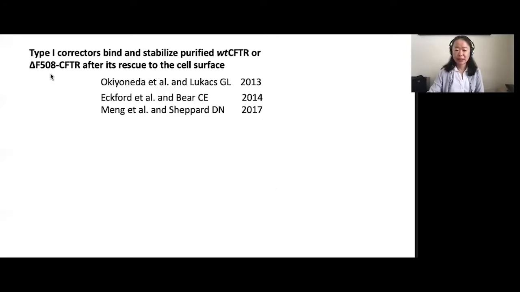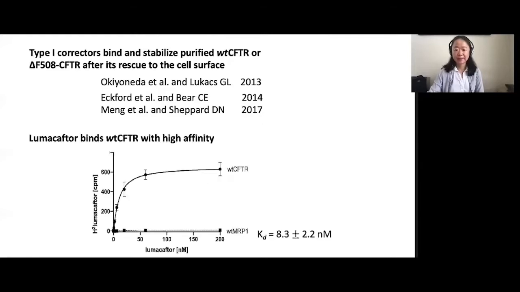So encouraged by those data, we also performed a direct binding assay using a radioactive labeled lumacaftor. In this assay, we can see the binding of lumacaftor is increased as we increase the concentration of CFTR with a KD of 8 nanomolar. A control protein, which is closely related, showed no binding.